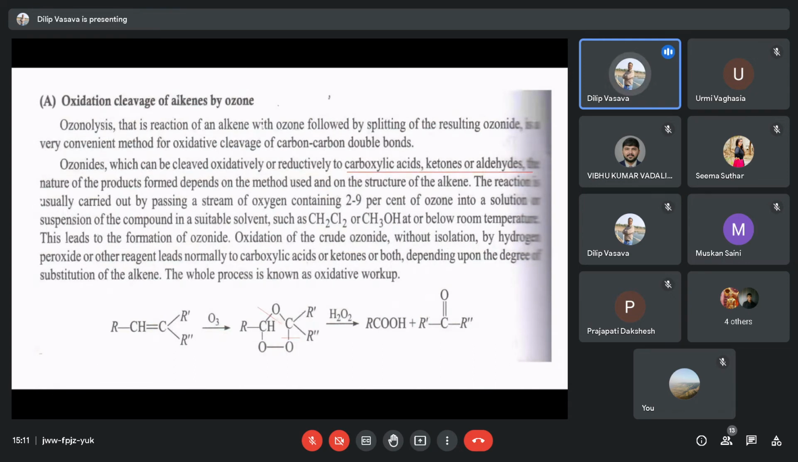How the ozonolysis is taking place: this is O3, ozone, that is taken. In the alkene oxidation, it forms a 5-member cyclic structure, correct? And in this setup, the ring is opening, and it gives the ketone and acid from the alkene.